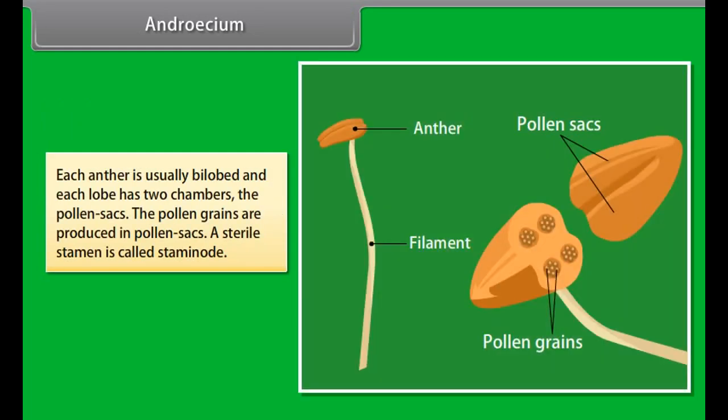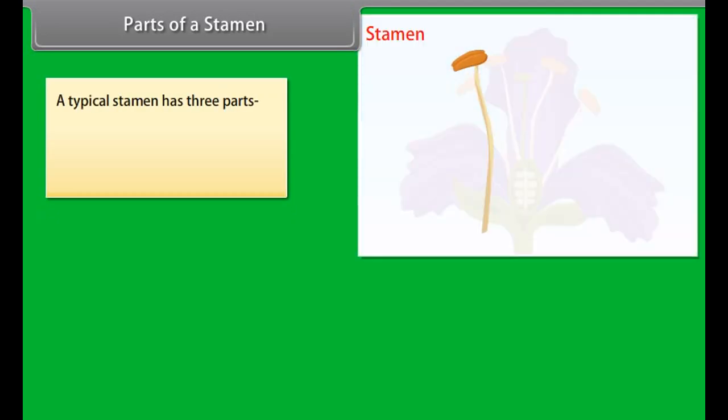Each anther is usually bilobed, and each lobe has 2 chambers, the pollen sacs. The pollen grains are produced in pollen sacs. A sterile stamen is called staminode. Parts of a stamen: a typical stamen has 3 parts: filament, anther, and connective.